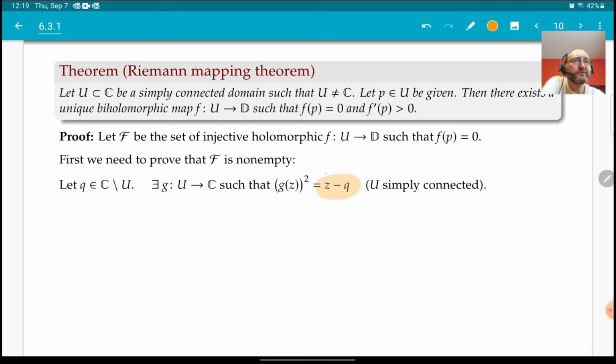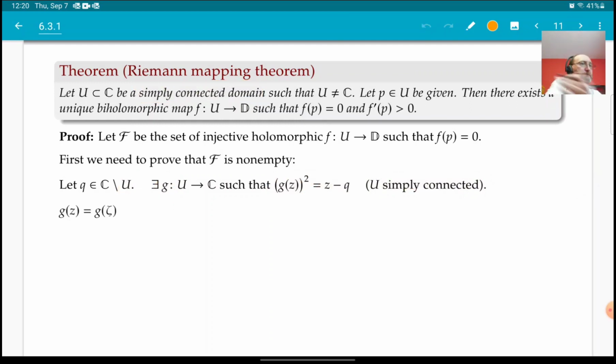We look at the function z minus q. That's something that's never 0, because q is not in U. And we have a simply connected domain, so we can take a square root. So there exists a square root g, a function g such that if we square it, we get z minus q, because U is simply connected and because q is not in U.